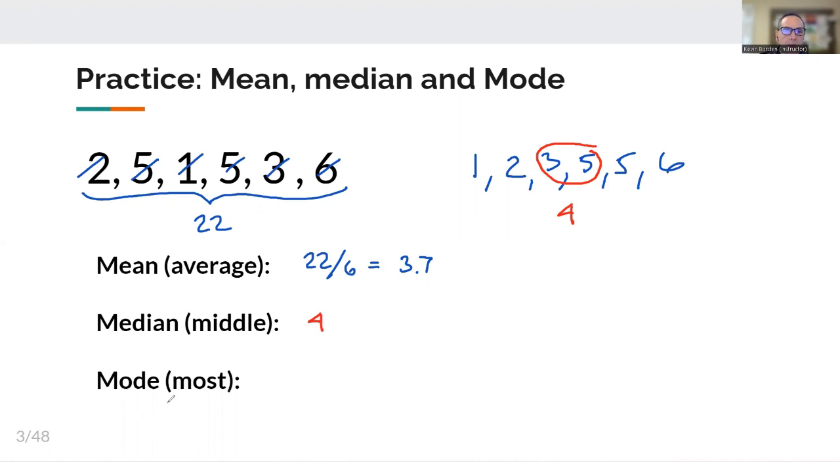And then our mode becomes kind of obvious when we organize them in order. We can see that we have 2 5s. So 5 is the mode, the value that is most common in our list.